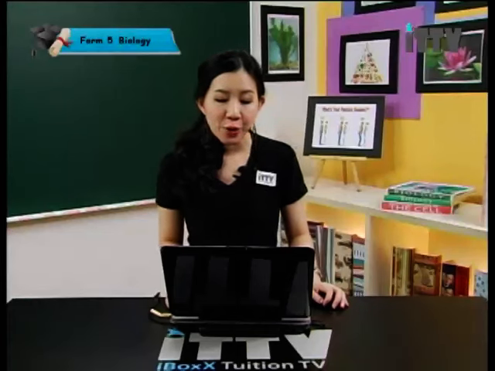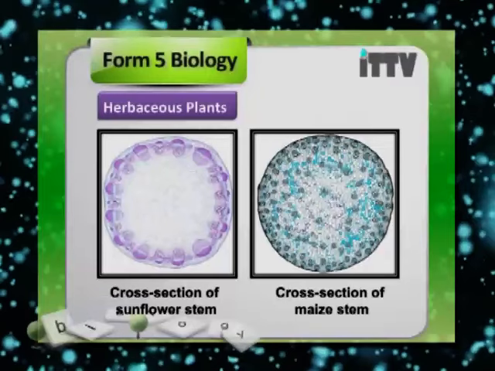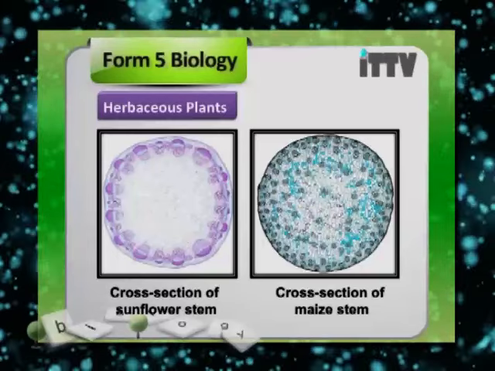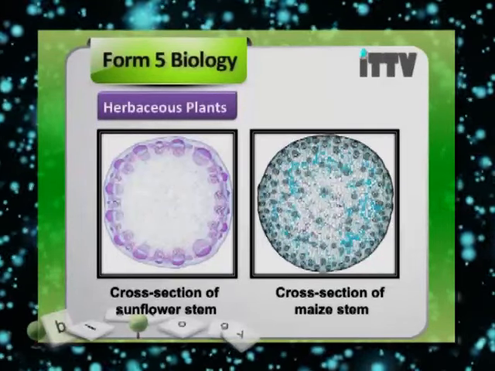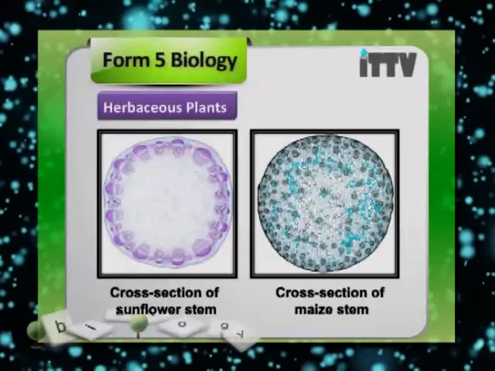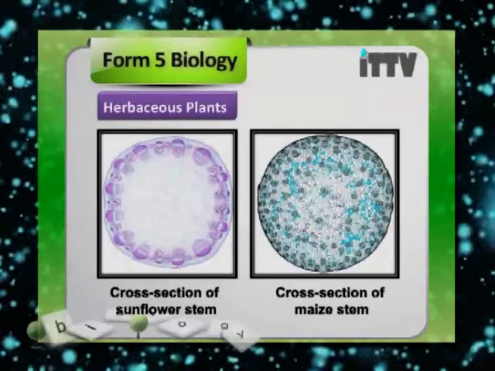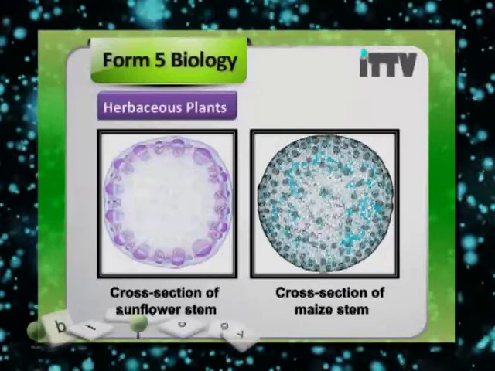So let us have a look at a cross-section of the different herbaceous plant stem. And in the slide, you notice the cross-section of the sunflower and the maize stem. You notice that there are not a lot of air sacs, for example, as compared to those in aquatic plants. And if you notice, in herbaceous plants, they have a lot of special tissue known as the Parenchyma Tissue.